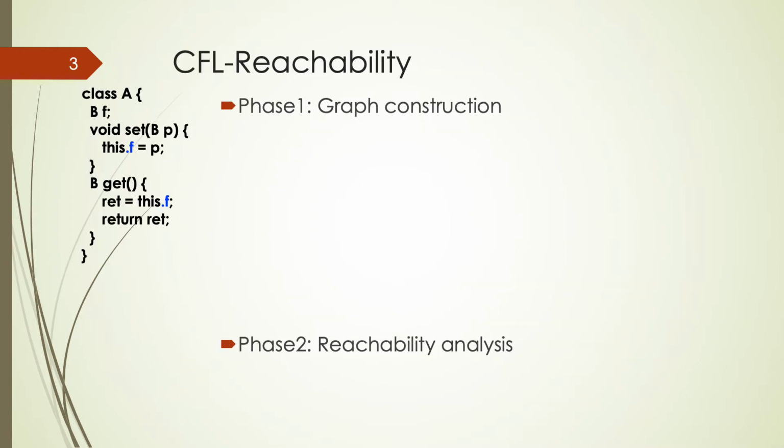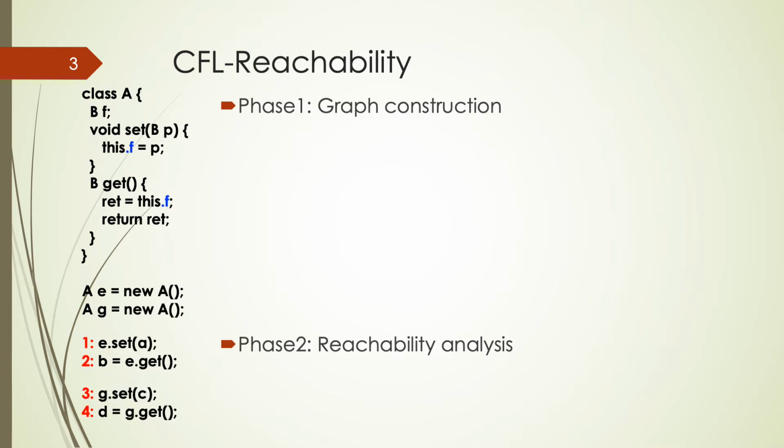So CFL reachability typically proceeds in two phases, graph construction and reachability analysis. Consider the program fragment. Class A has a field f and set and get methods that respectively write field f and read and return field f. We have two instantiations of A, E and G. Next, we have two sets of calls to set and get. One set calls set and then get on receiver E, and the other calls set and then get on receiver G. Importantly, there is flow from a to b due to the call sites 1 and 2, and there is flow from c to d due to the call sites 3 and 4.